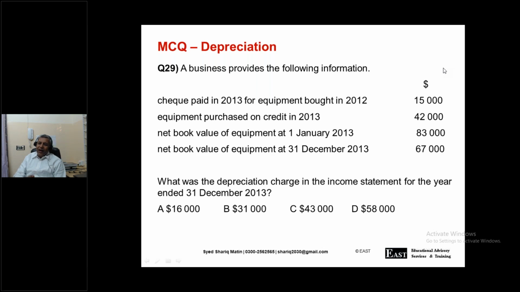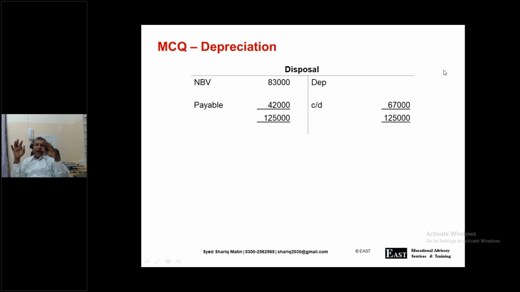Thank you very much. Let's see. As Elia told us, we are going to make a T account, right? Now my opening balance is 83,000. I'm not going to write that 15,000. Why? Because that I bought in the last year, so it's already there. My opening balance is 83,000. During the year, I bought further non-current asset of 42,000.